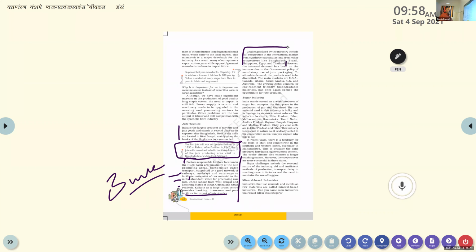What is that? They made it mandatory. The government made it mandatory that jute material should be used for packaging. To stimulate demand, to increase demand, products need to be diversified. So today, the government has adopted numerous policies and programs to improve jute production in India.